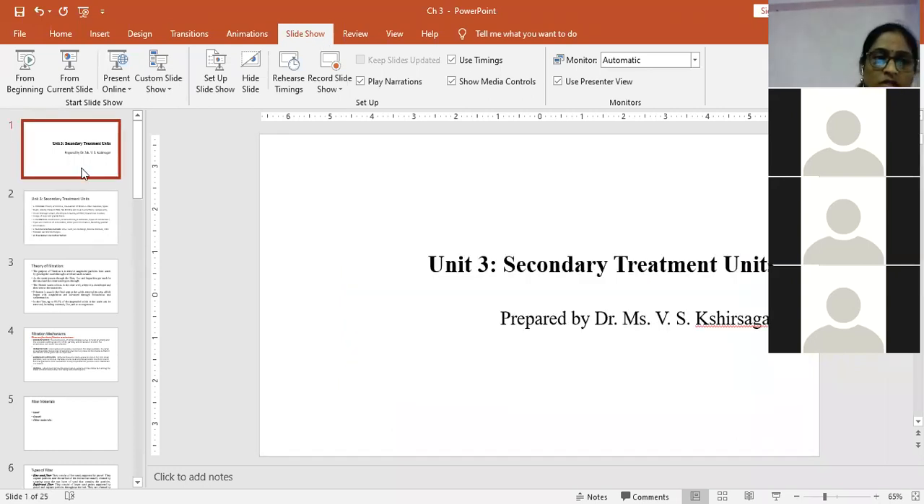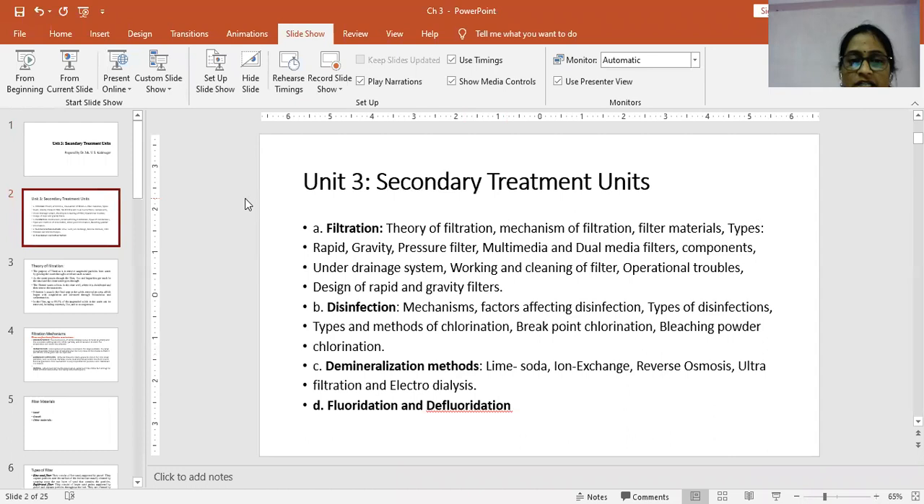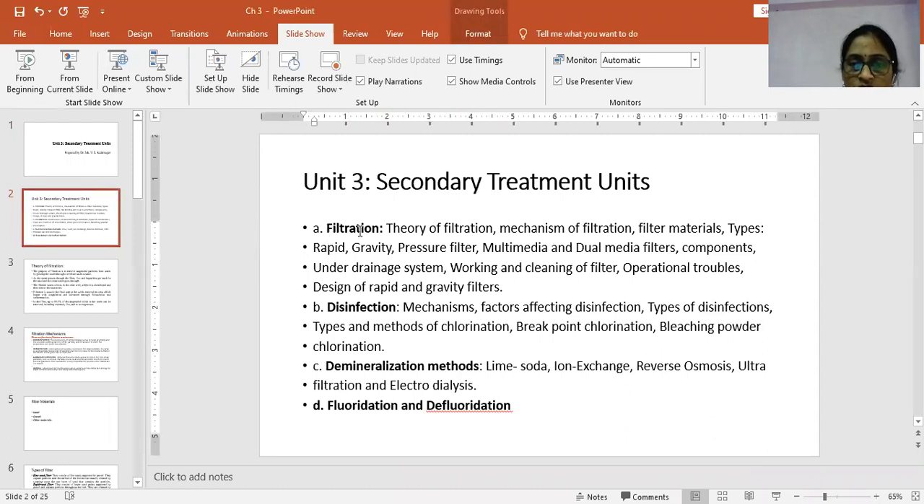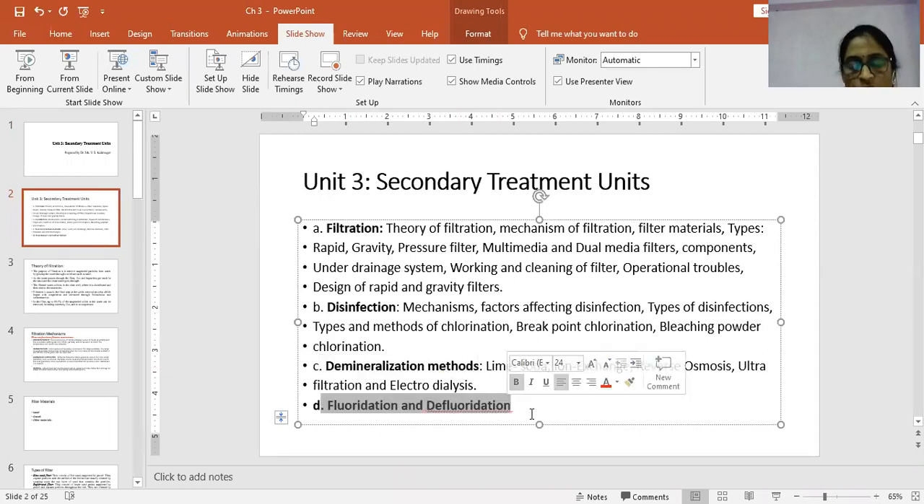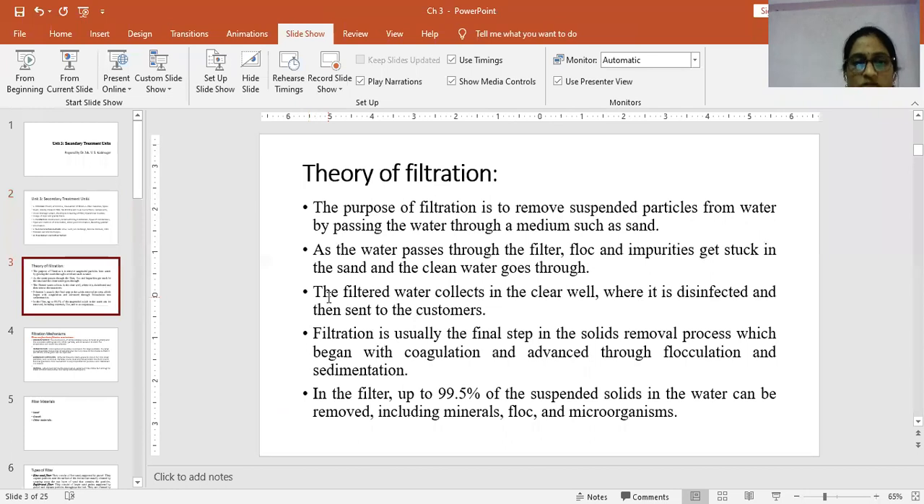Okay, chapter 3. In the last lecture, we just started, that means we only did an introduction about chapter number 3, that is secondary treatment units. In secondary treatment units, we are going to study filtration, disinfection, demineralization methods, fluoridation, and defluoridation. This much part we are going to study in chapter number 3. So the first thing we will start is filtration.